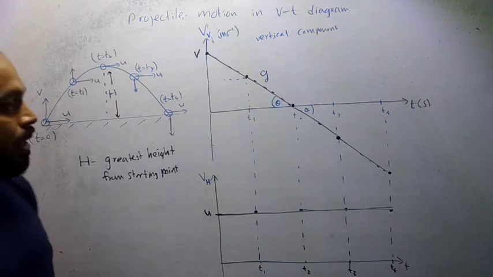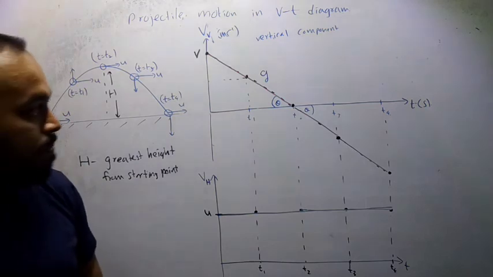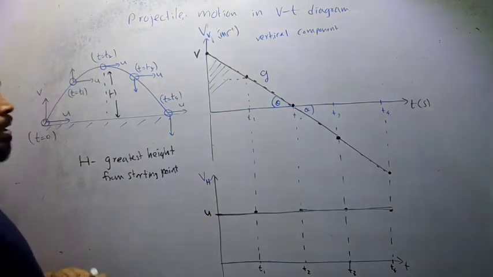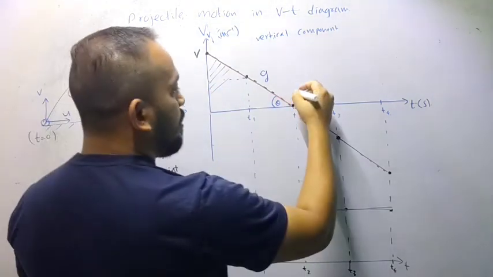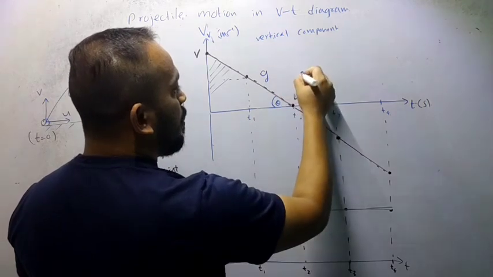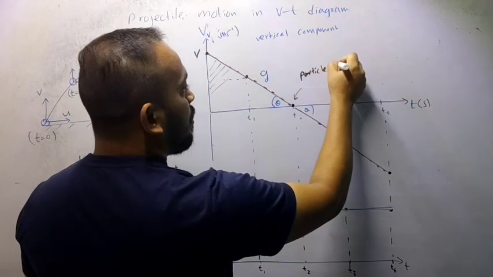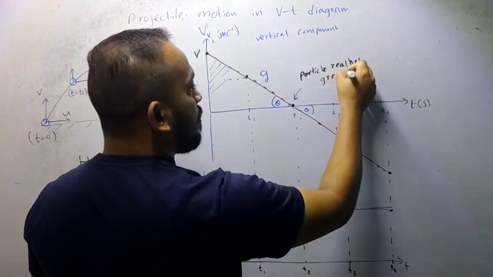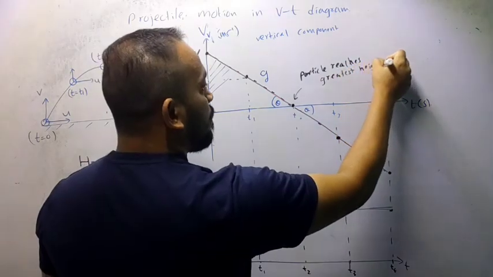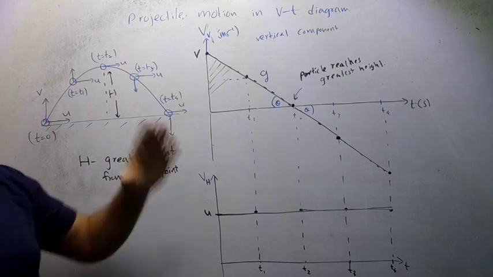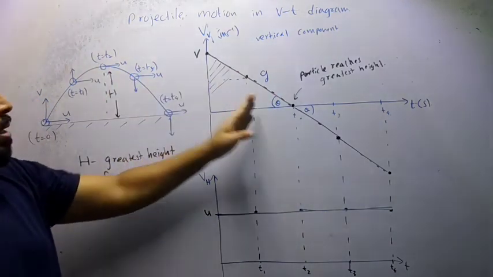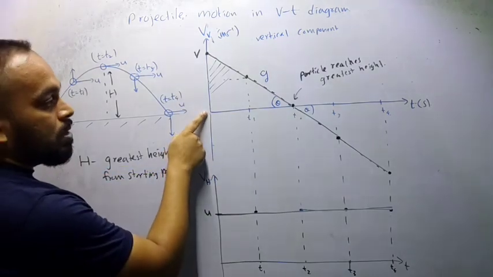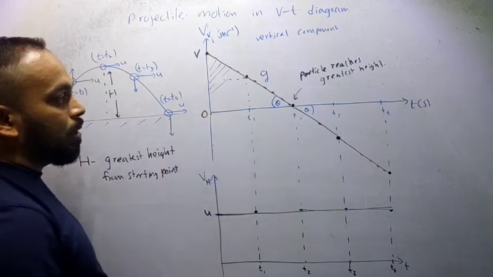Right? So what does this area tell us? What does it mean by this area? This area is actually, at this point, the particle reaches the greatest height. The greatest height is found this way, by making the vertical component 0. Here you start at t equals 0.